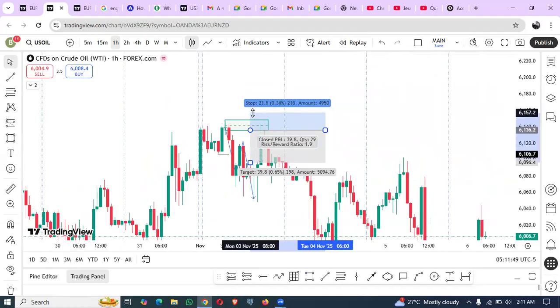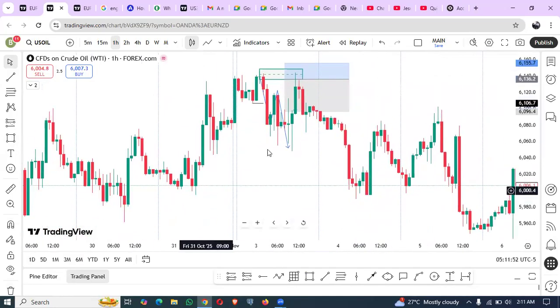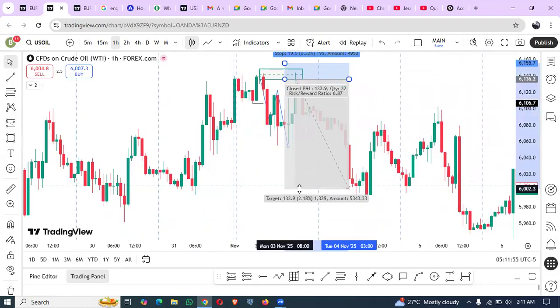Place your short position there and take 1 to 4, or you target its previous lows. That's it. You leave the market.